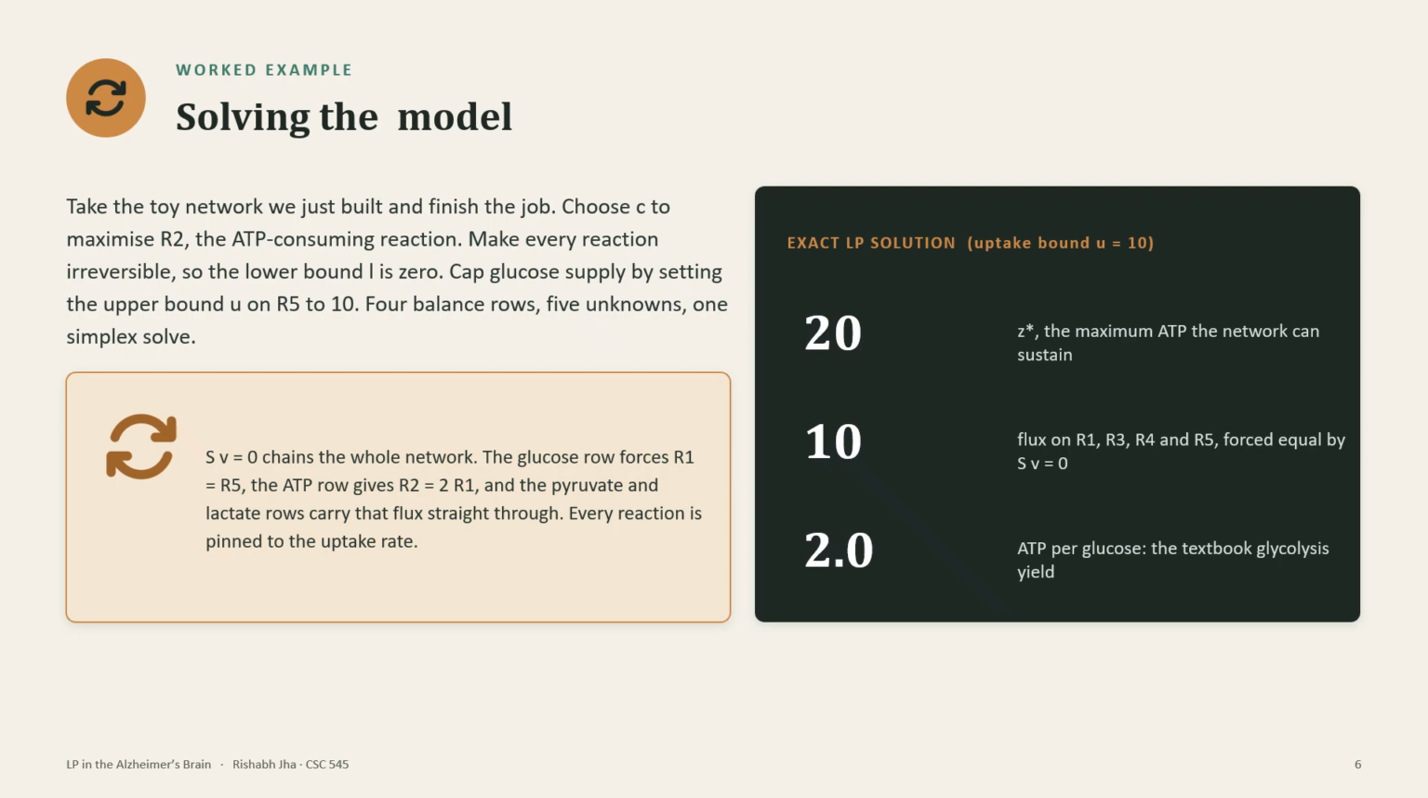Also, the bottom number: 20 ATP from 10 glucose is 2 per glucose, which is exactly the kind of yield glycolysis gives in cellular reactions. Now, this is a very small illustrative network, not a patient model.